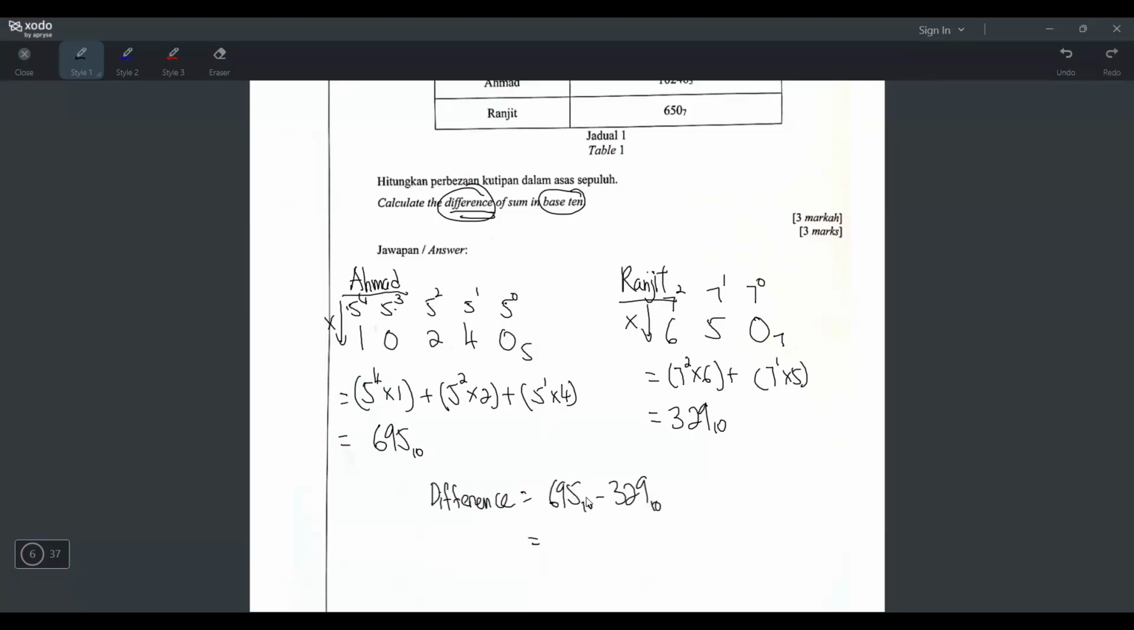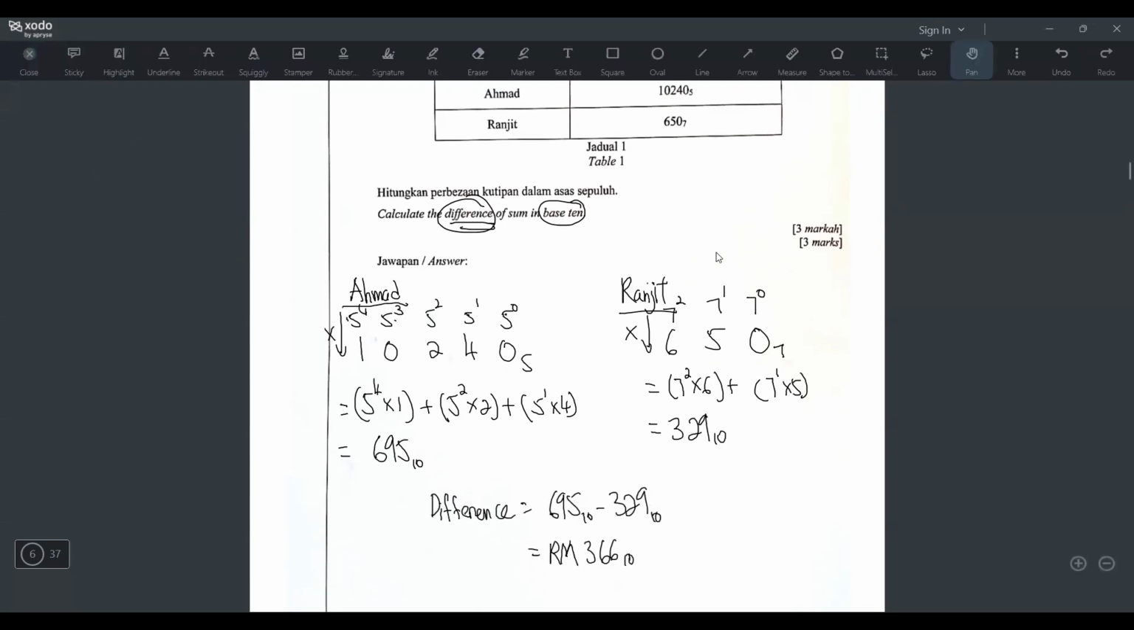I'm done pressing my calculator. My calculator gives me 366, right? And just to be safe, write the unit. Since this is collection or donation, I think it's better to write RM and put the base 10 also, because this is a number-base question, so it's always recommended to write the base for the number-base question, right? Okay, so that's all, 3 marks.